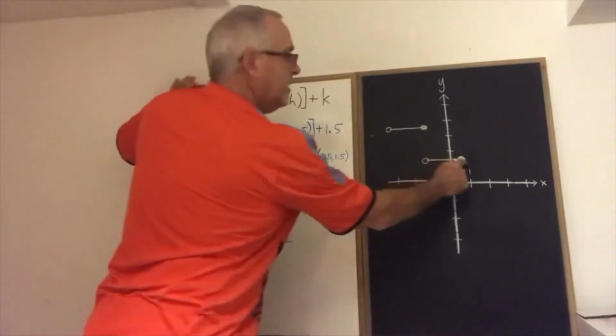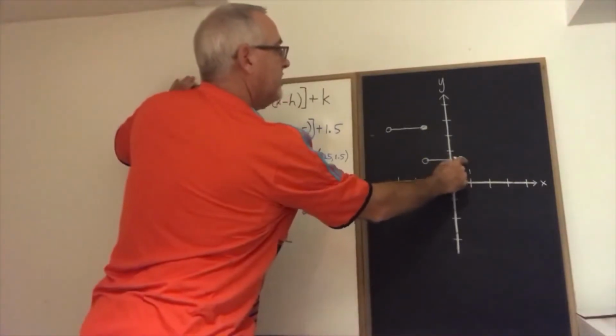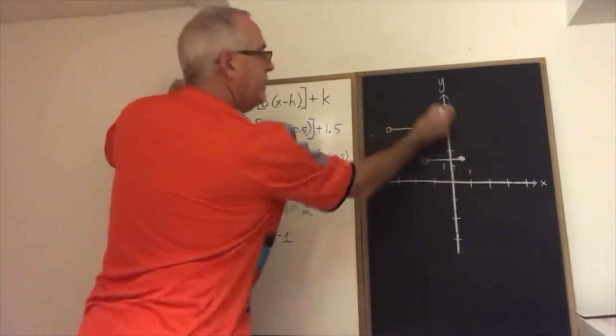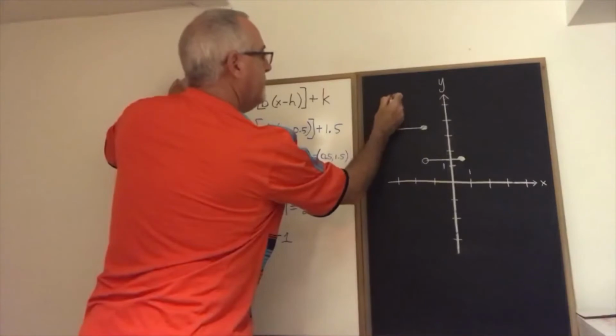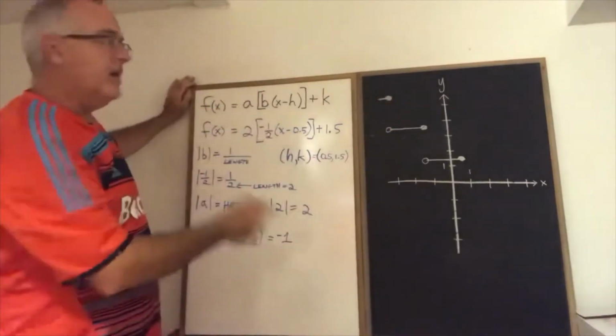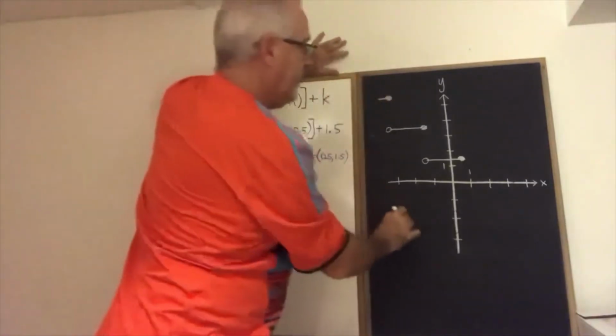I'll draw the closed circle that will be 2 units above that. 2 units above 3.5 is 5.5. That just barely fits on this graph. So I'll put the closed circle. I'll show the beginning of the step leading off of that. And that's enough over here.